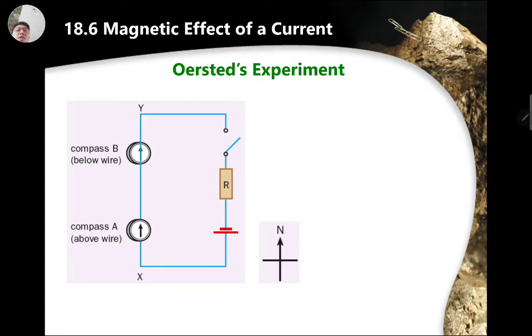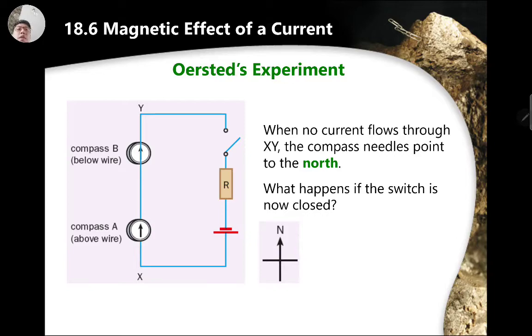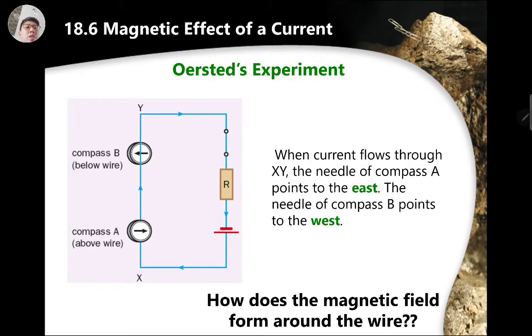He basically had a circuit like this. The circuit was open, and when the circuit is open, of course, you expect that the compasses all point to the north, right? This is the north direction. They're all pointing to the north. But what happens if the circuit is closed? We see that when the circuit is closed, suddenly the one below the wire deflects and points east, and the one on top of the wire deflects and points west.